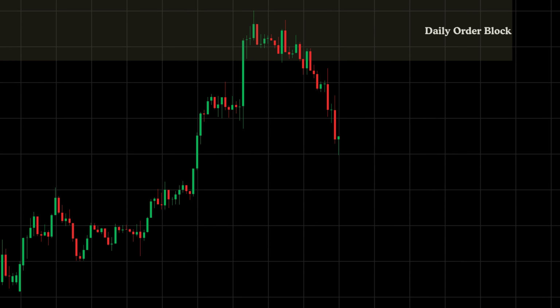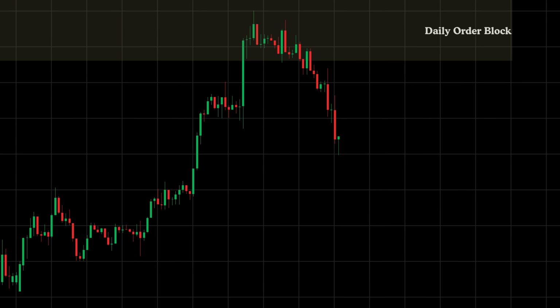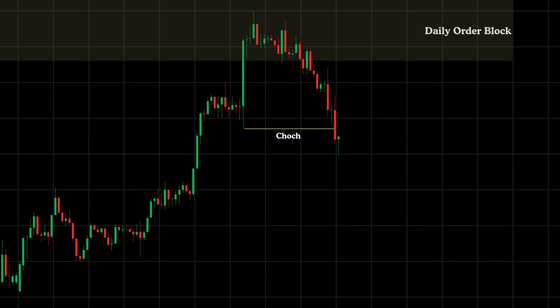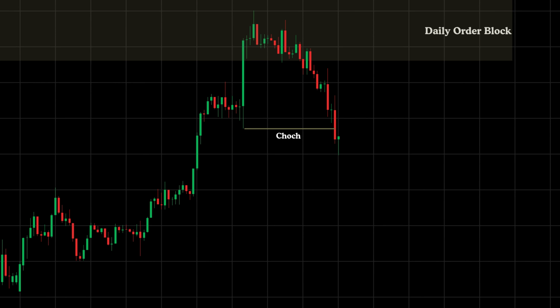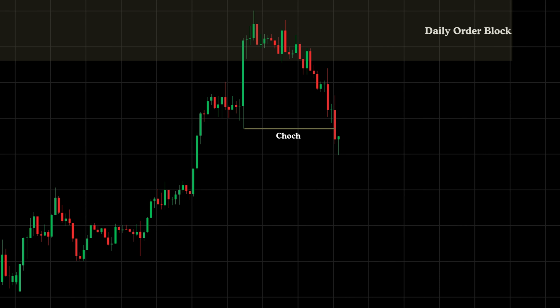Now let's see what actually unfolds. Price drops below the 1-hour order block, confirming that supply has taken over. This is a strong sign that the short-term bullish trend has ended, and price is likely to resume its downward path, in line with the higher timeframes.